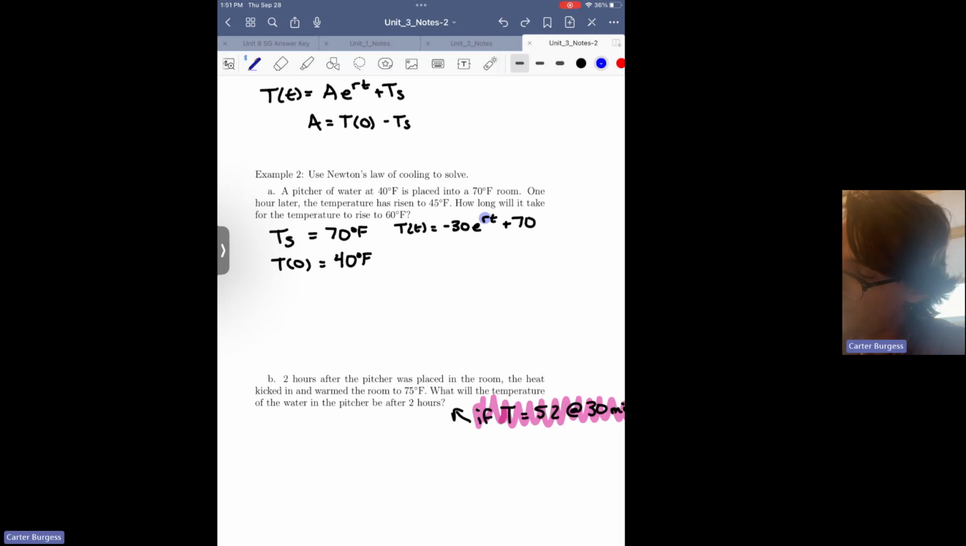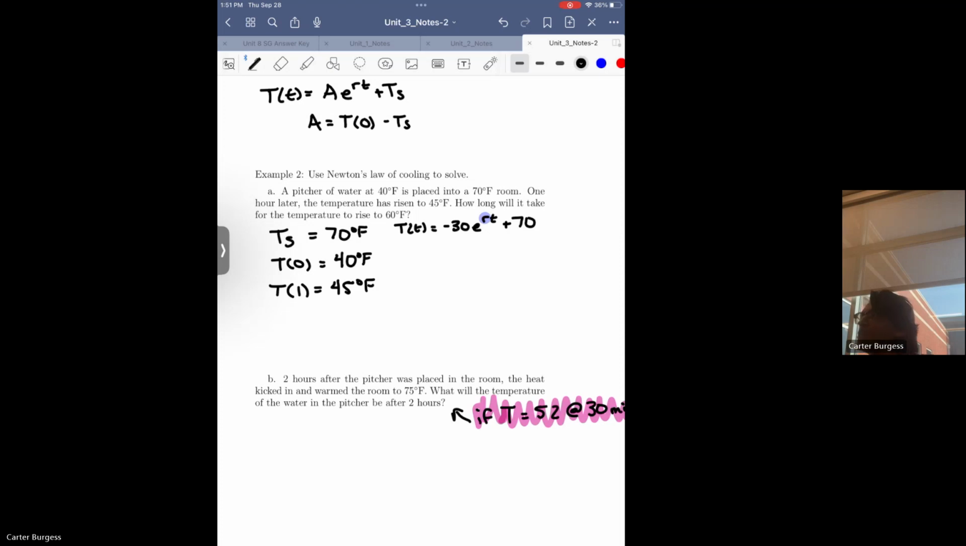So T of 1 should give us 45 degrees. Important to note, if 1 is our T value, what units are we using? We're going to use hours, just to be consistent. We could also have 60 be our T value here and be using minutes, but we would just need to make sure that when we plug in for T, we plug in minutes. Just a quick thing to know.